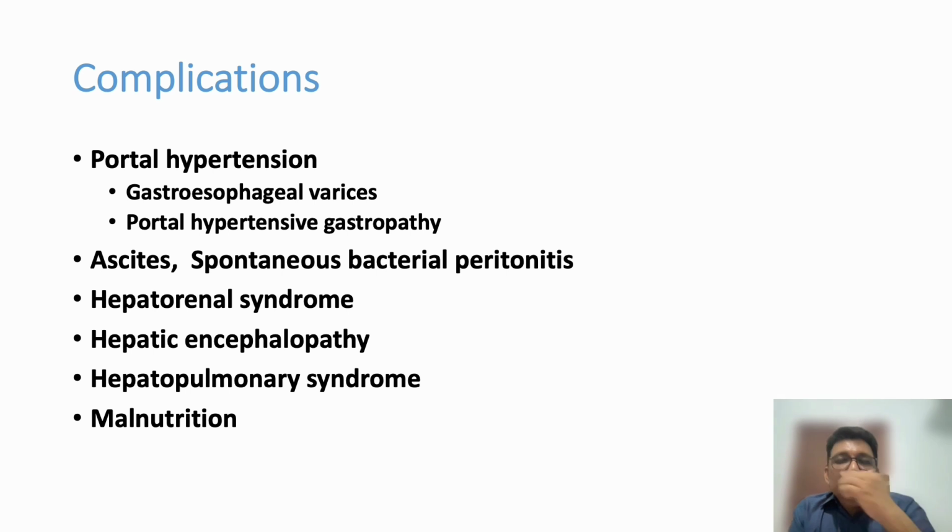Hepatic encephalopathy, we have seen, is altered behavior due to toxic materials which bypass the liver circulation and reach the brain. Hepatopulmonary syndrome: the patient can have dyspnea, hypoxemia, orthodeoxia, and it is due to pulmonary shunting. Malnutrition is mainly due to various abnormalities in absorption of vitamins and minerals, and it can also occur due to chronic GI bleeding.